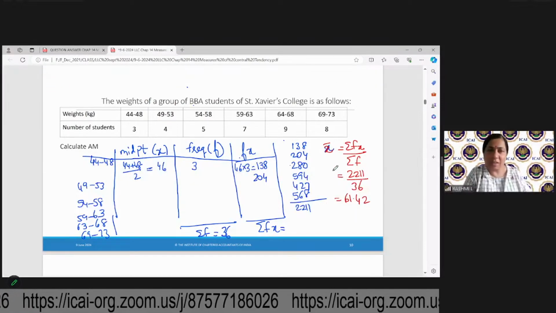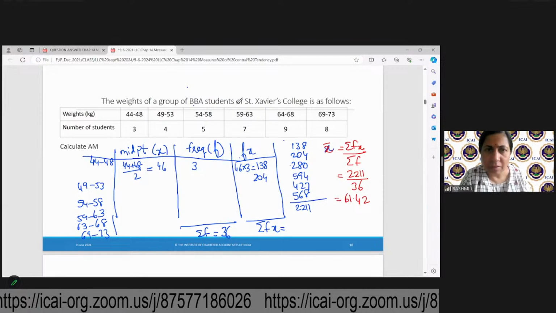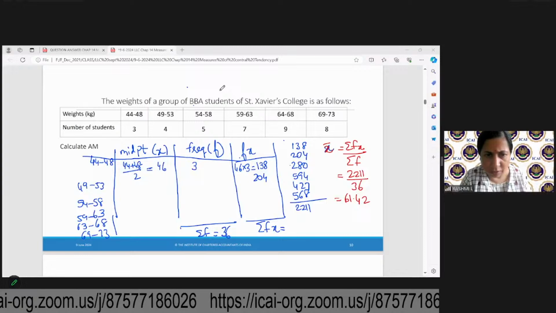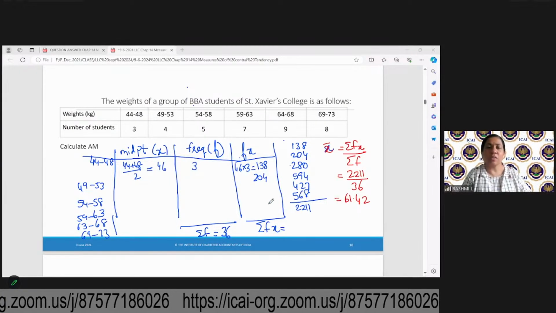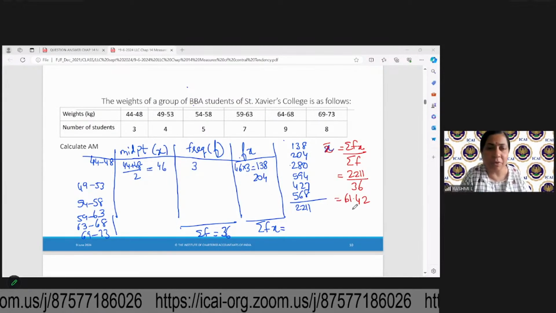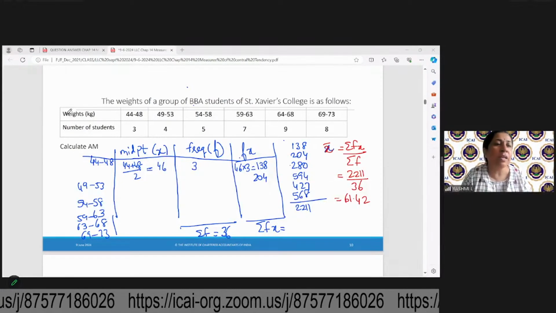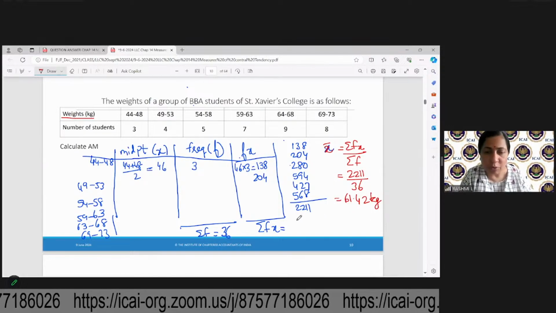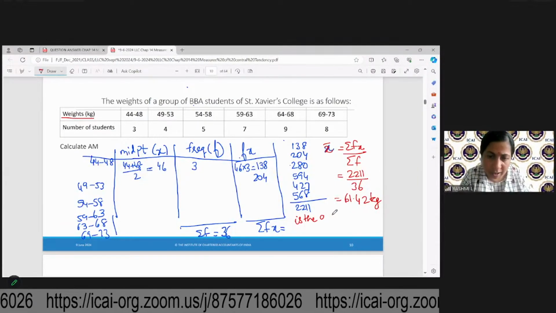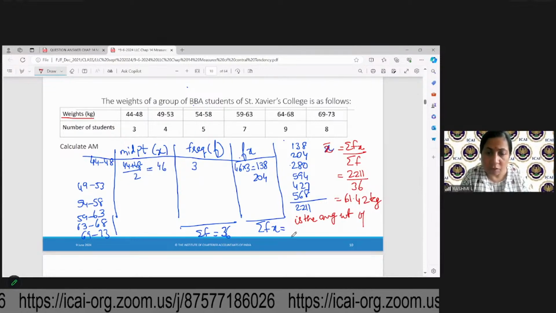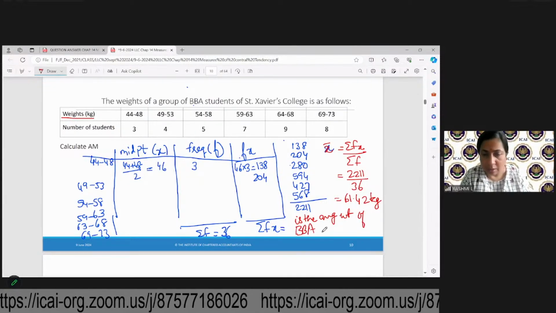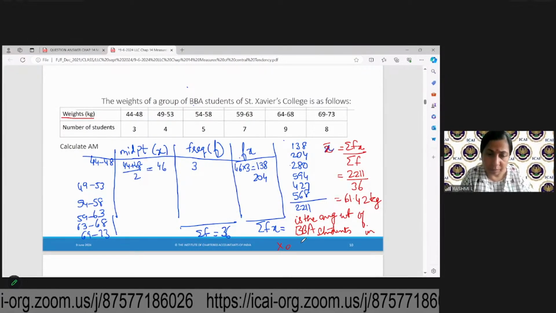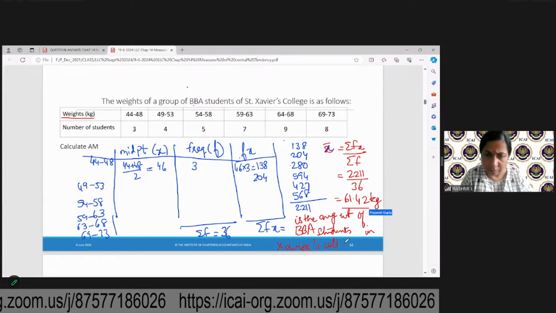Yes, you've got it correct. So this is what I have calculated, 61.42. Now, what is 61.42? It is the average weight. So interpretation is also important. 61.42 is the average weight of BBA students in Xavier's College.